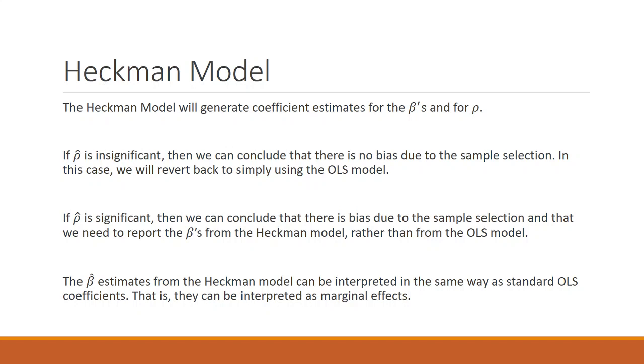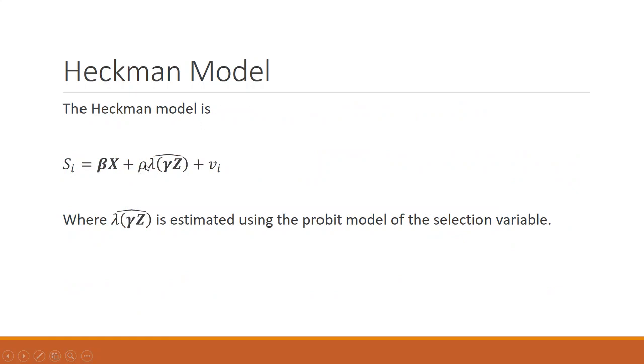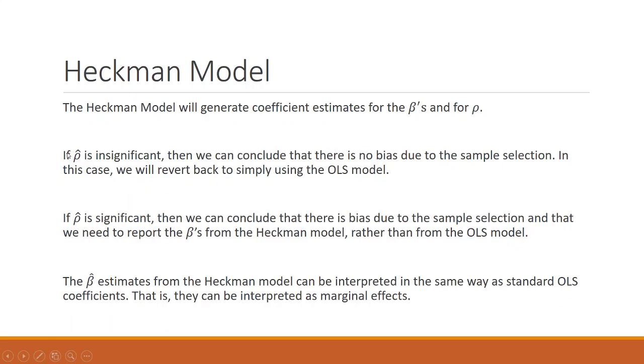All right, so last thing on that, when we run the Heckman model, I'll show you in Stata, it will generate coefficient estimates for the betas and for rho. Remember, rho is the coefficient on the inverse Mills ratio. If your estimate of rho, rho hat, is insignificant, if it's not significant, then we can conclude that there is no selection bias. There's no bias due to the sample selection. That basically the incidental truncation does not cause bias. And in that case, we can simply go back to using the OLS model without the inverse Mills ratio.